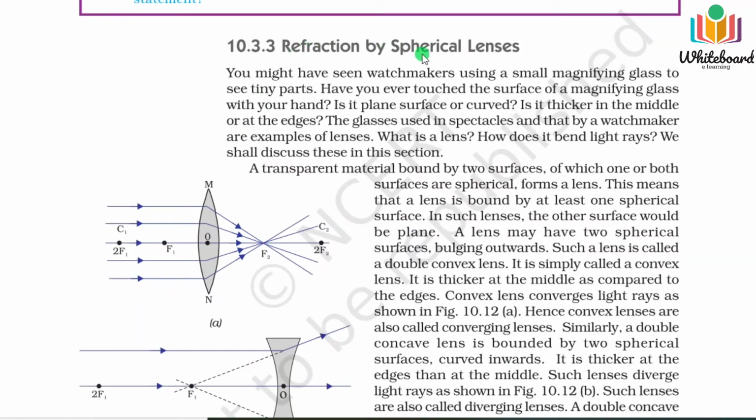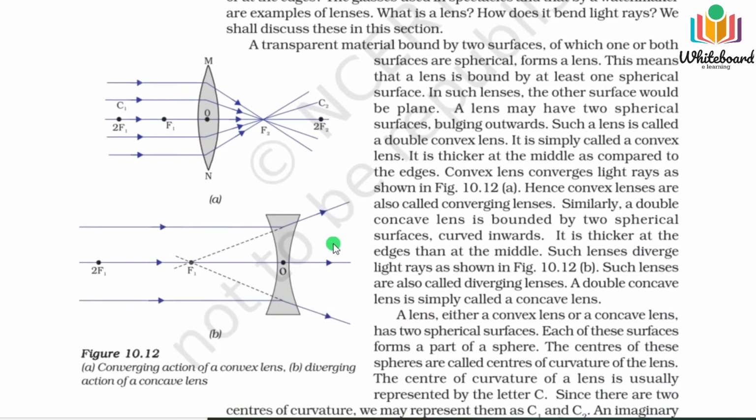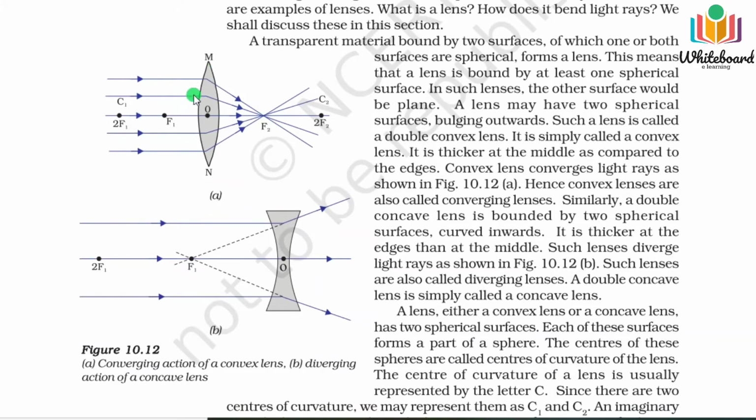And now the refraction by spherical lenses. You know that this is a convex lens, and a convex lens is a converging lens. So it will converge at a point, its second focus. Obviously for the lens there are two foci, f1 and f2, because light can fall on the left-hand side and the right-hand side also, so both sides can be used.